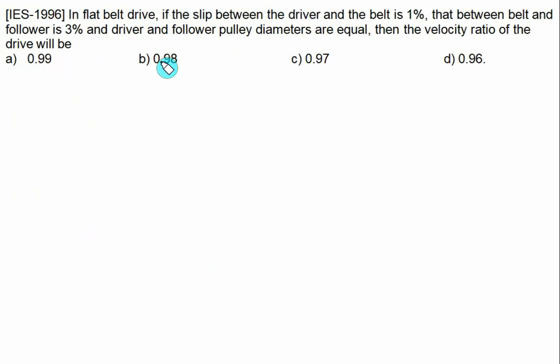In a flat belt drive, the slip between the driver and the belt is 1%, that is S1 is equal to 1%, and that between the belt and follower is 3%, S2 is given as 3%. Driver and follower pulley diameters are equal, that is D1 is equal to D2. Velocity ratio you have to find out. This time thickness is not given, so we'll neglect the effect of thickness. So slip S1 is equal to 1%, slip S2 is equal to 3%, and we have D1 equal to D2. We'll assume the value of T is almost equal to 0, that is negligible thickness.